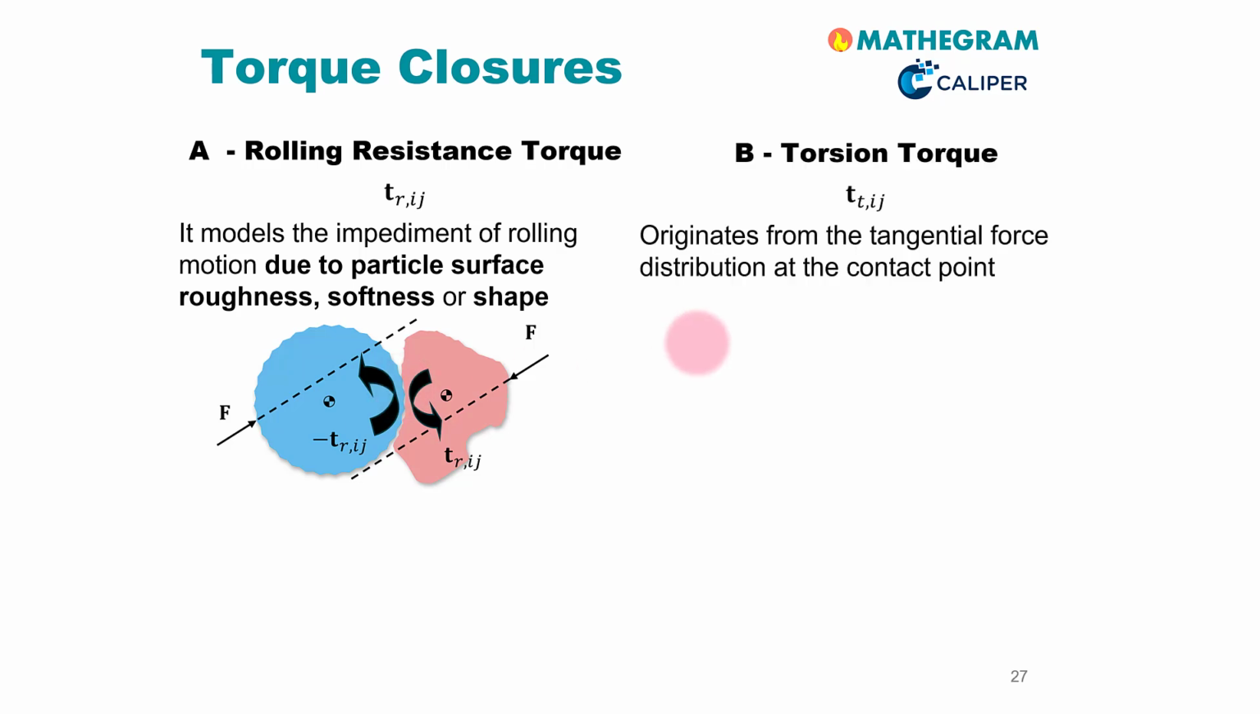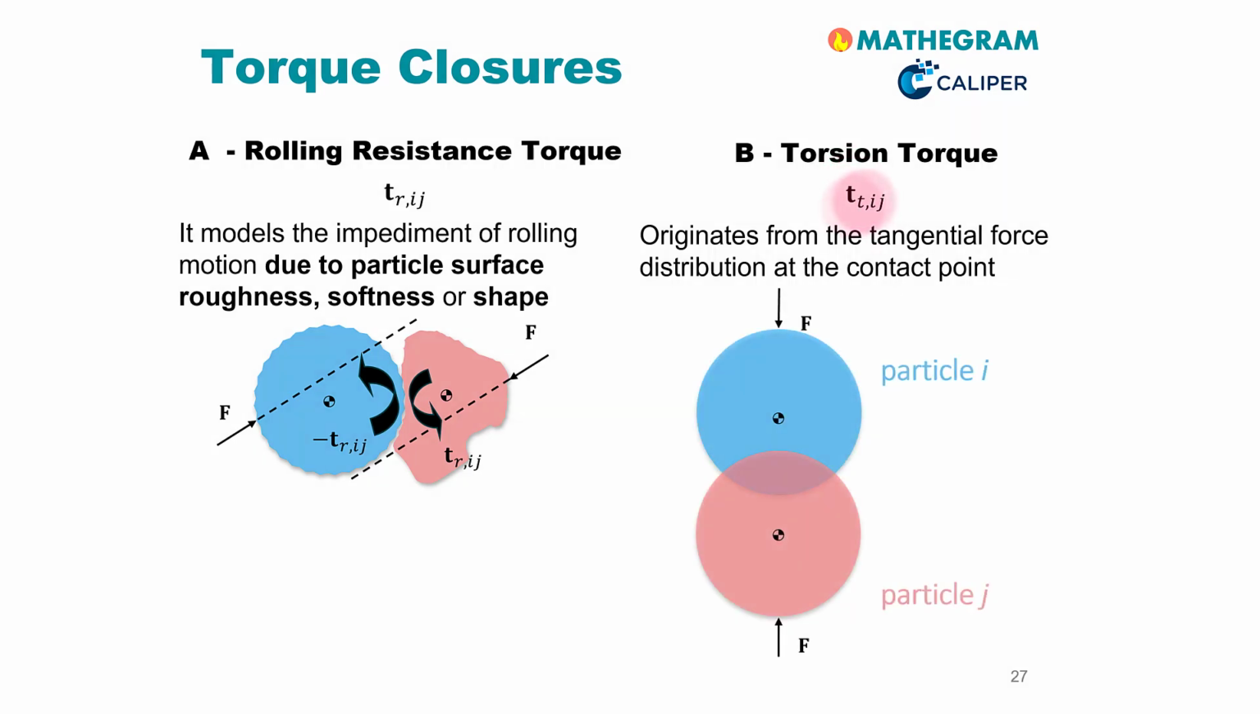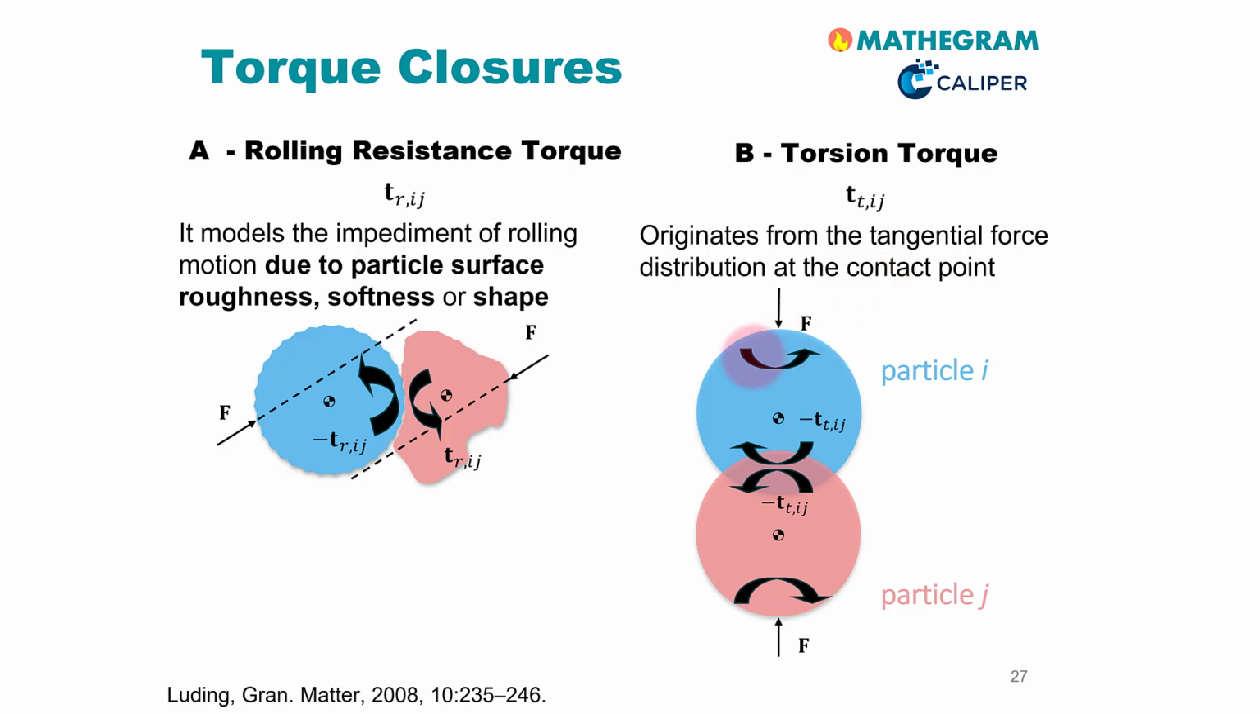The second important type of torque closures is that for torsion. This is a little bit more exotic torque closure, however, it still might be important in some situations. What we here attempt to do is to model the resistance against twisting, essentially, when we move the top particle in this direction and hold the bottom particle in its position. So if you think about the angular momentum balance of one of these particles, there must be a torsion torque at this contact. The work of Luding gives an excellent overview of these two torques.